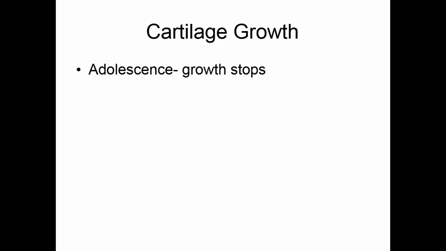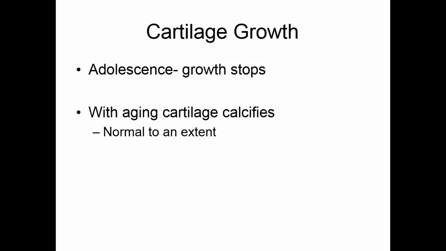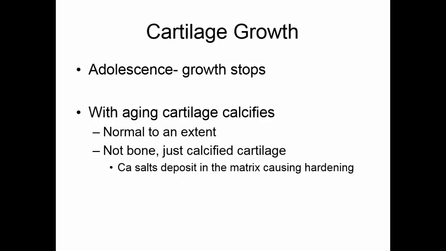In adolescence, cartilage growth pretty much stops. Some cartilage continues to grow. And with aging, cartilage can calcify. A certain amount of calcification of the cartilage is normal, but not too much. Now, when we calcify cartilage, this is not bone. It simply has calcium salts deposited in it. This kind of calcium salt deposit does not make the cartilage bone, but really makes it brittle.